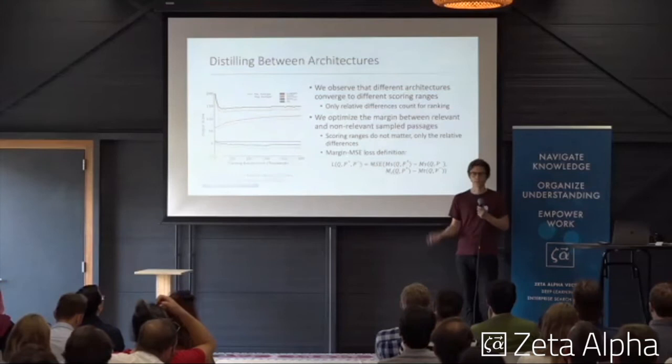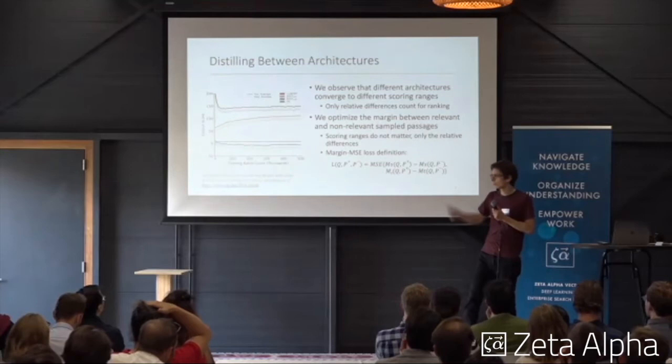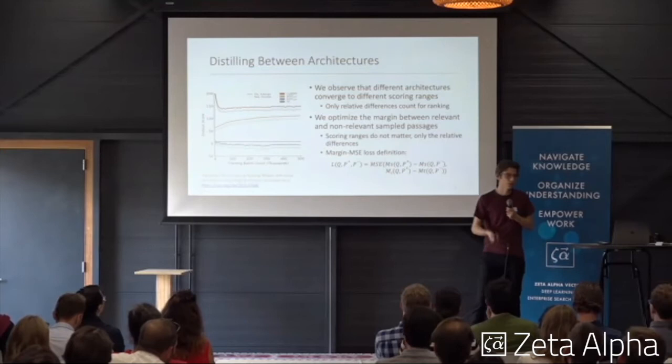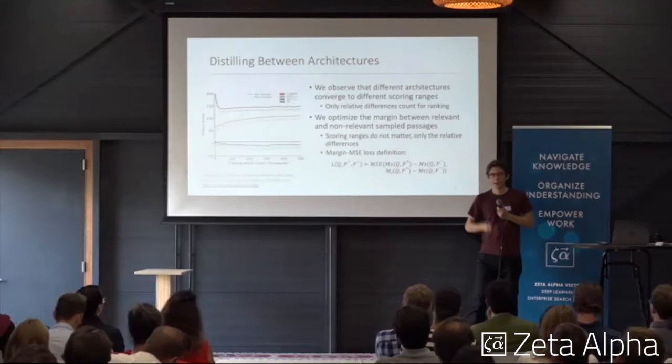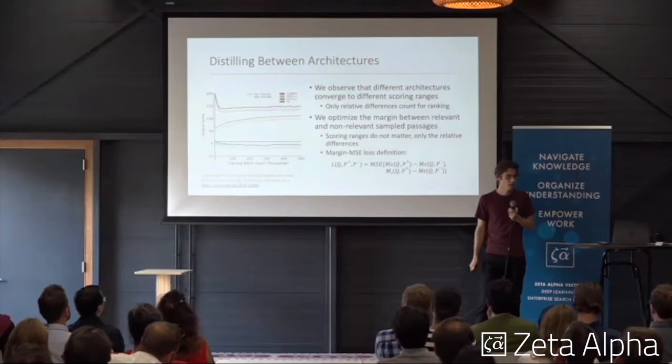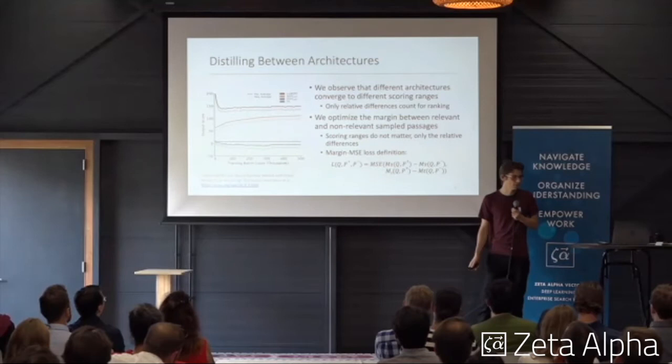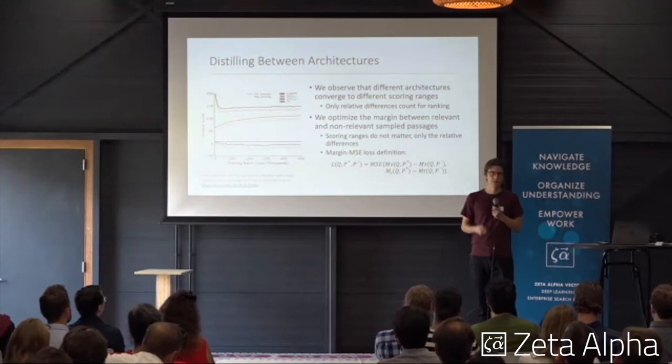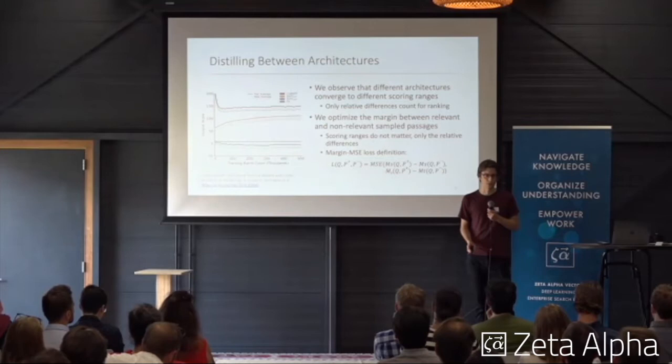And we found that if we want to distill knowledge between different architectures of re-ranking and retrieval models, that different models, such as Colbert, Bert Dot, a concatenated Bert re-ranker, they all tend to converge to different absolute scoring ranges, which in practice doesn't matter because for the ranking, we only look at the relative differences and the orderings. But if we now want to use the scores to train a model, we found it best to optimize the margin between relevant and non-relevant samples and not optimize on the absolute scores themselves.